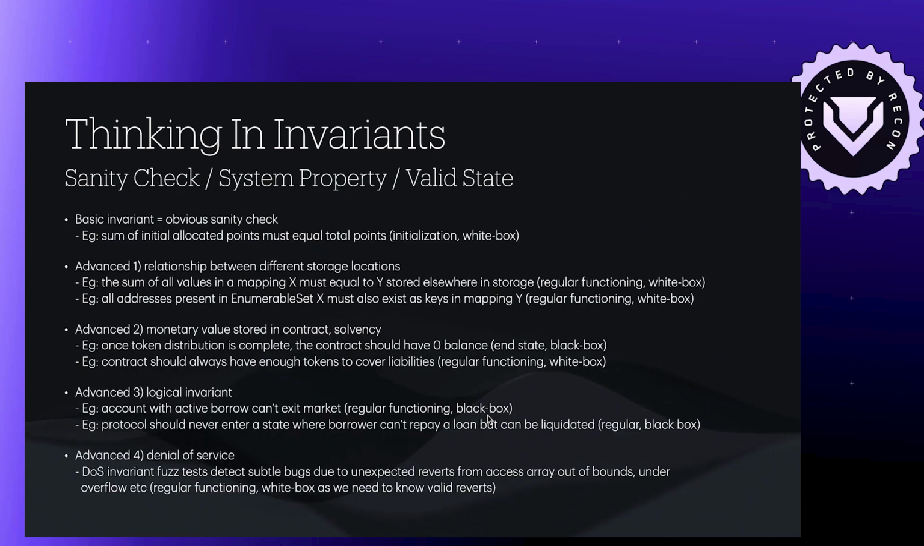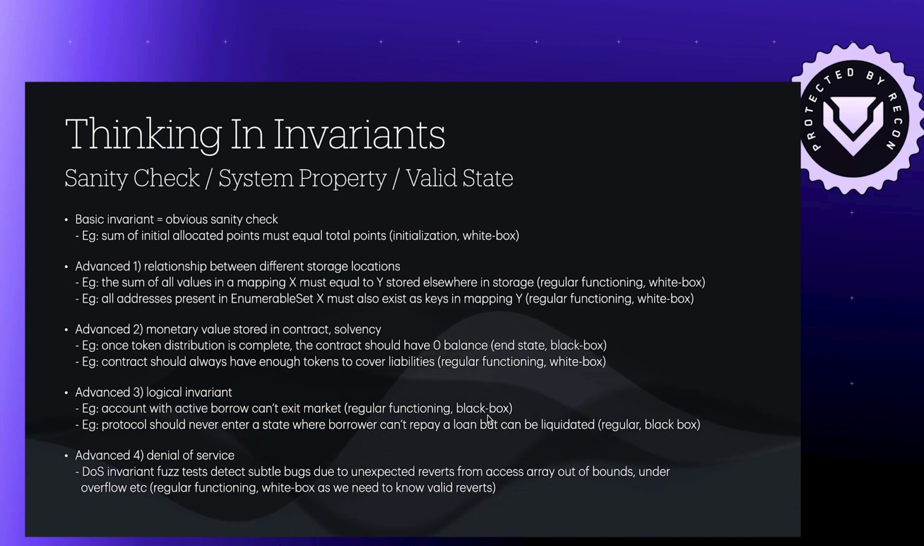Now we can get a little bit more specific. We can break down invariants into more advanced classes. We'll start with a basic invariant. A basic invariant is just an obvious sanity check. For example, you're initializing a contract, so the sum of initial allocated points must equal the total points. That's an initialization invariant, and it's a white box invariant.